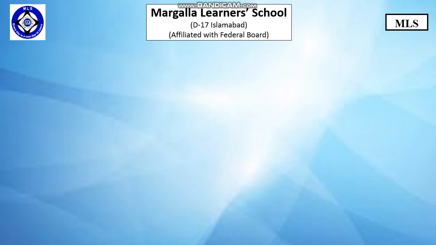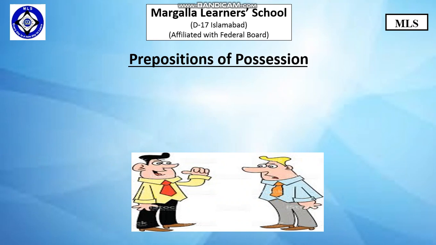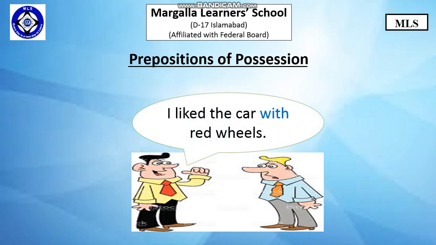On this page, you can see different pictures given. Let's see what they are telling us. Let's look at the first picture. The man is saying that I liked the car with red wheels. Which car did he like? Yes, the car with red wheels.